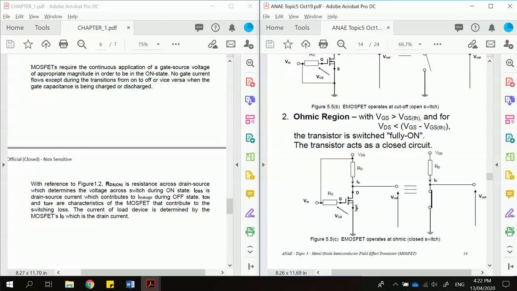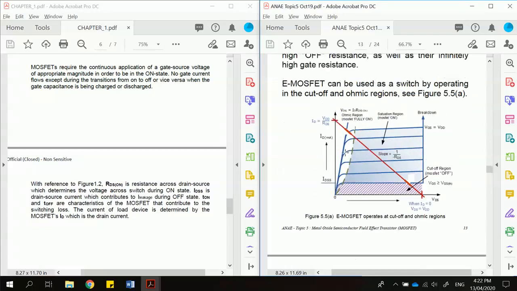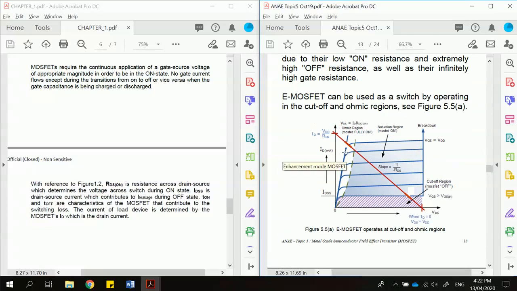This is our basics of MOSFET. So now at this point, the switch is fully turned on. It is called the ohmic region. Let us look into the characteristics, the ID versus VDS characteristics.